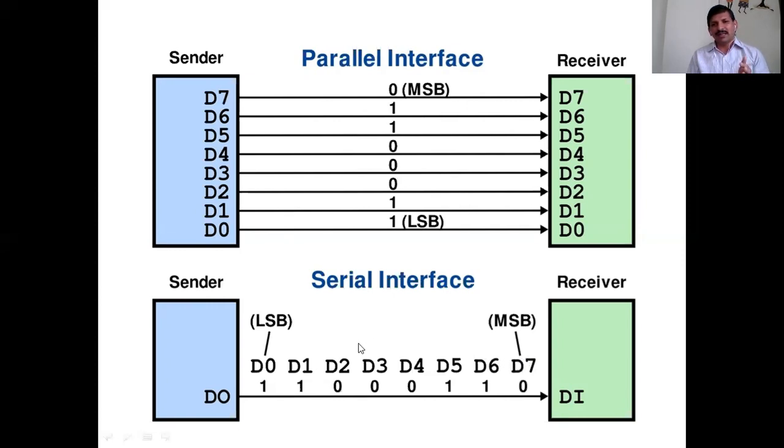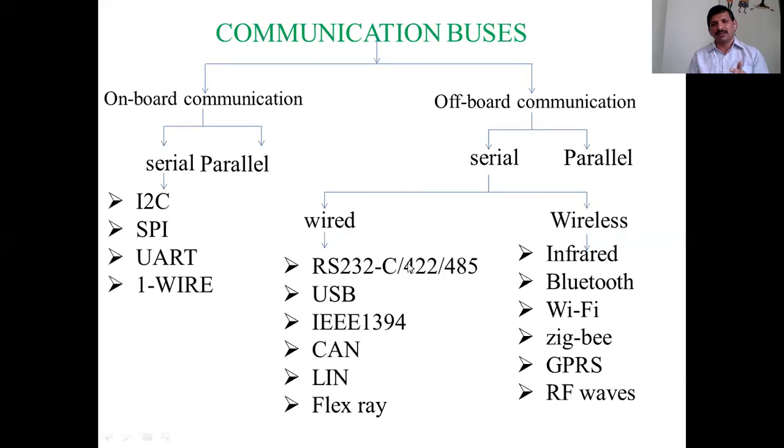The advantage of serial communication is it contains only a single wire. So for long distance communication, it is low cost. From the long distance communication point of view, we mostly use serial communication buses. See here, all these are serial communication buses.